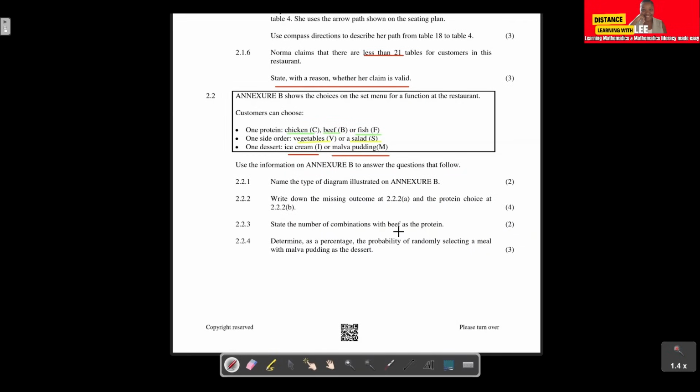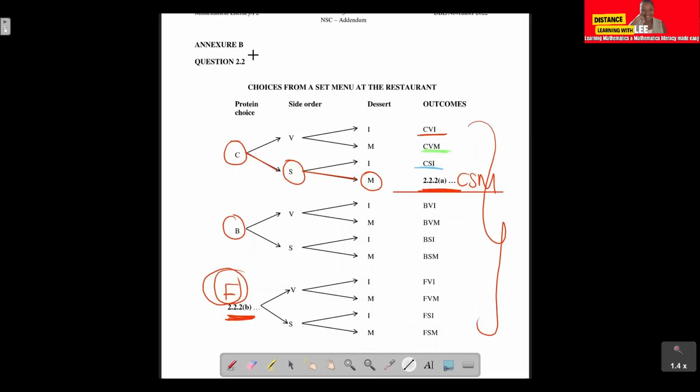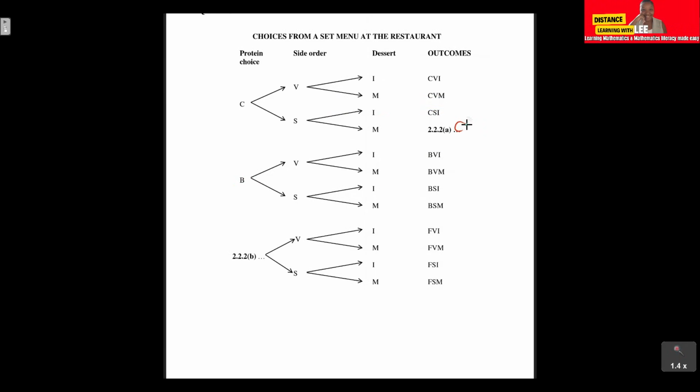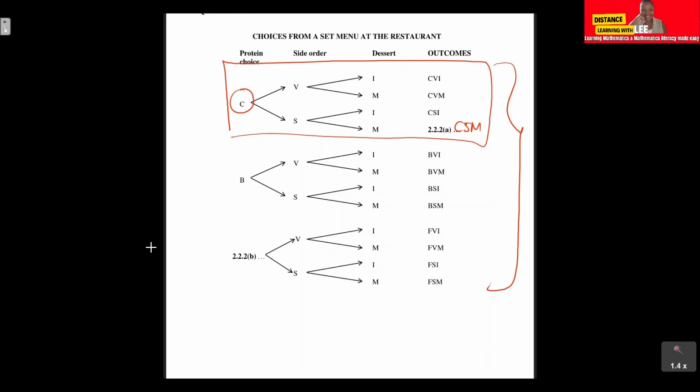All right, let's have a look at question 2.2.3. State the number of combinations with beef as the protein. So basically what this question is asking us is how many combinations do we have that have beef as a protein? When you look at all these outcomes right here, I'm going to just write this as CSM. We already know what that is. When you look at all these outcomes, how many of these combinations have beef as a protein? We're not going to look at chicken, because all these outcomes here give us the combinations that you will get if you choose chicken as your protein. But if you choose beef as your protein, these are the different combinations that you can get.